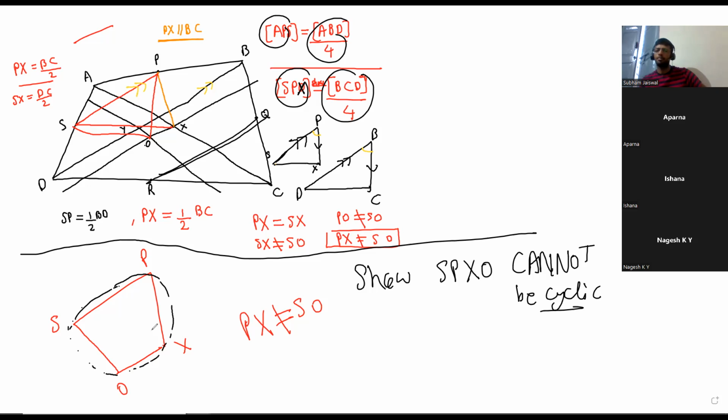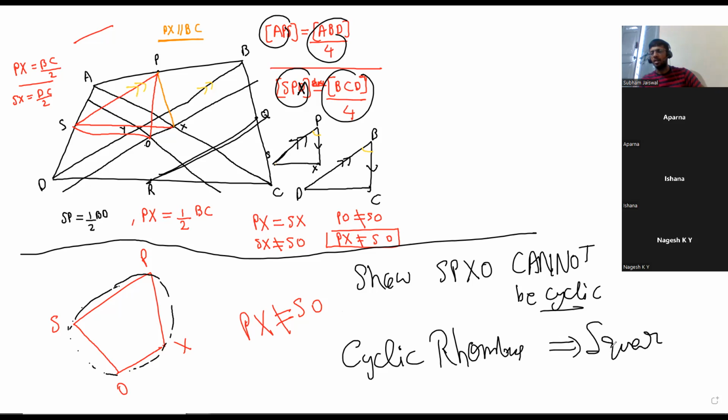Cyclic trapezium means isosceles trapezium. This is probably a trivial exercise. Cyclic rhombus implies square. Cyclic parallelogram implies a rectangle. All these very elementary things. So being cyclic is a very special thing. That's the point. So this is one side of the story.